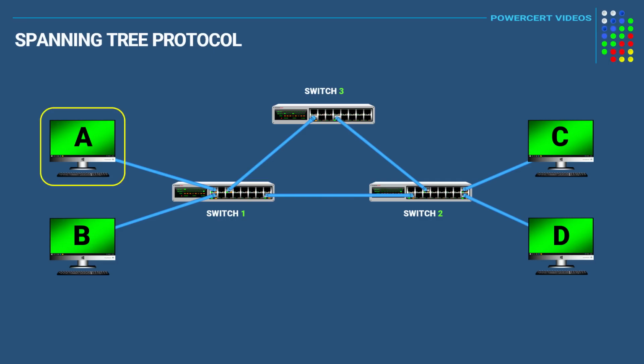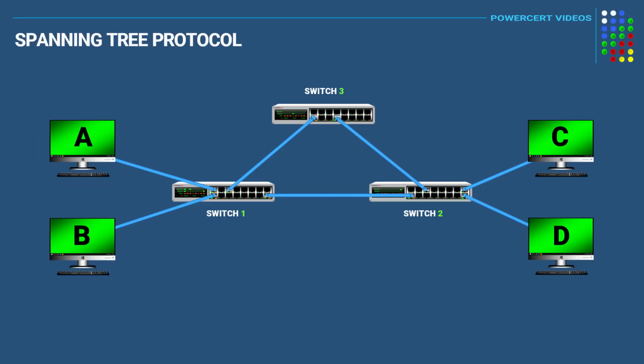So that means that this computer here has 2 options it can take to communicate with this computer over here. It can communicate using this path here, or if this link goes down, it can use this path instead, and vice versa. But the problem with having a setup like this is that it could create a problem called broadcast loops.